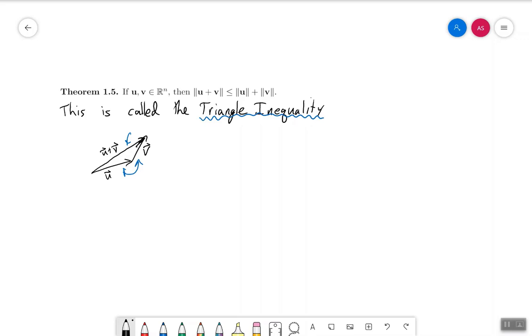And we can prove this in a few different ways. The book proves this using theorem 1.4. I'm just going to leave us with this geometric intuition. Let's just double check this with an example.